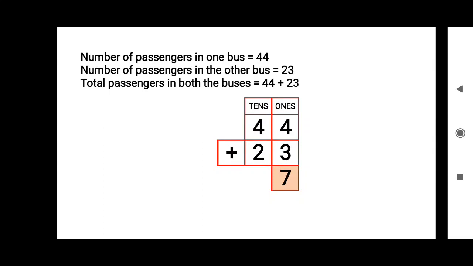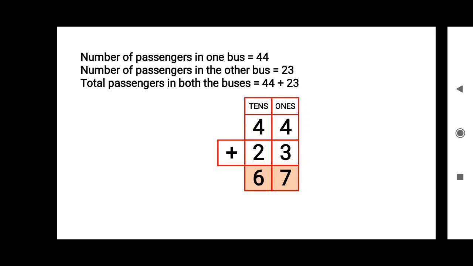Now let us go to the tens place. So we have 4 and 2 in tens place. So you keep 4 in your mind, take out 2 fingers and count forward. You will get 5 and 6. So the answer is 6. Now together this number represents 67. That means total passengers in both the buses are 67. Now do you remember the final step?